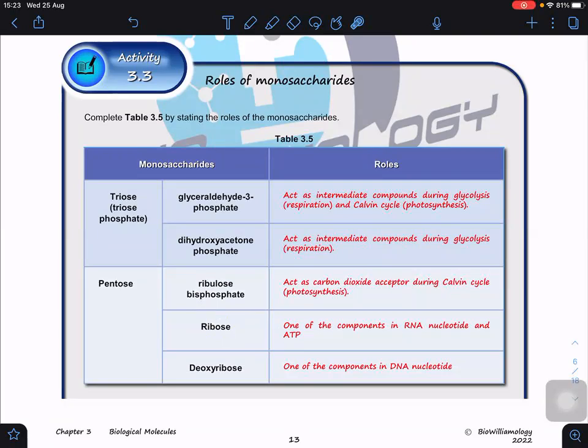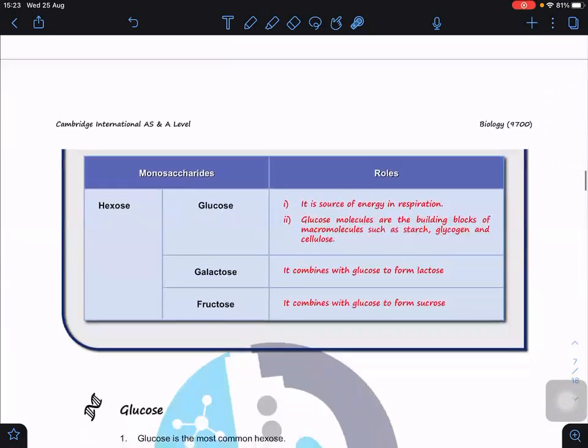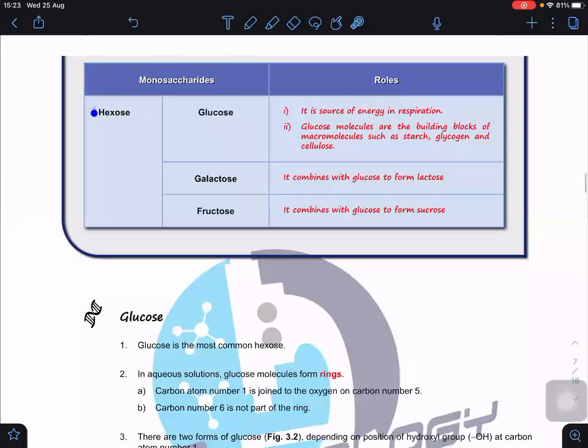Now we are at chapter number 3. So two more chapters, we're going to look at this ATP. Now, what you need to know here is the hexose, particularly glucose, galactose, and fructose. Glucose highlights, they are the source of energy in respiration. Very important. Their role is as a source of energy.